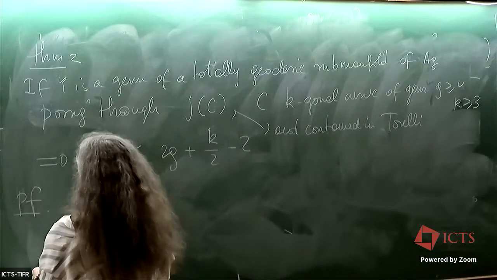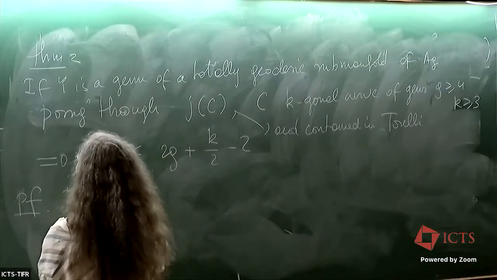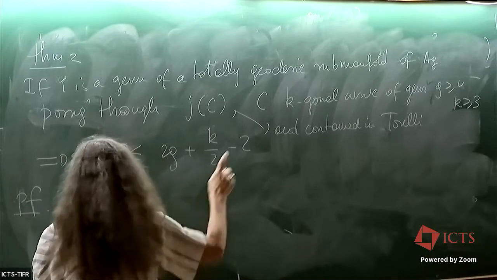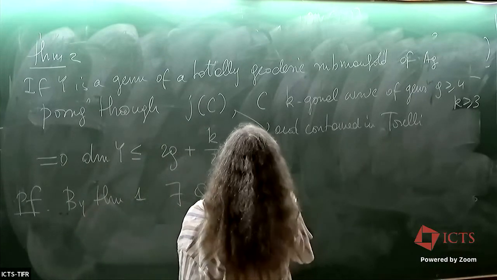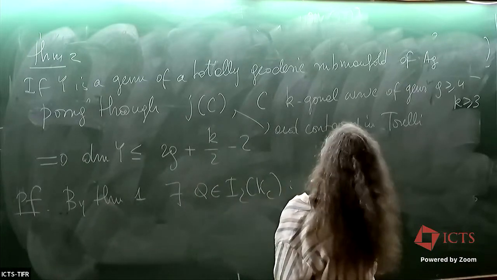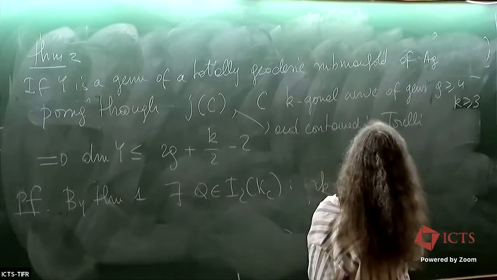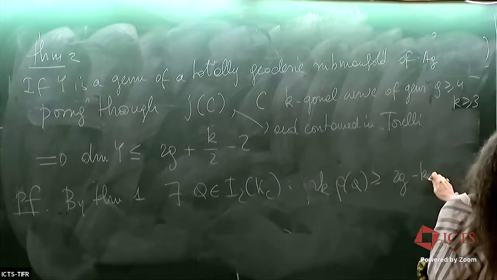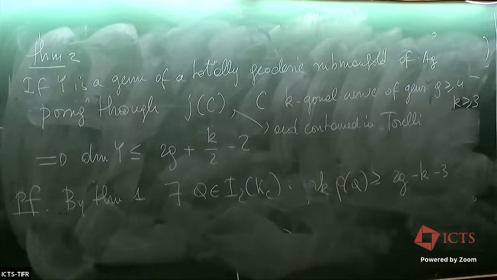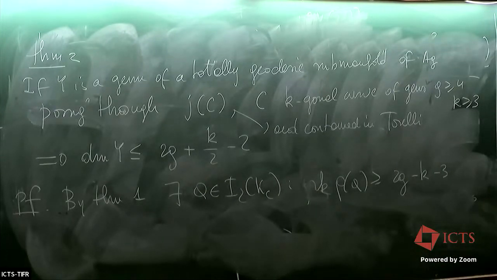The proof is that by theorem one, we know that there exists a quadric Q in I_2 of K_C such that the rank of rho of Q is what I wrote. It is at least D, which was 2g minus k minus 3. Is it true? 2g minus k. Sorry, let me just check one more moment there.